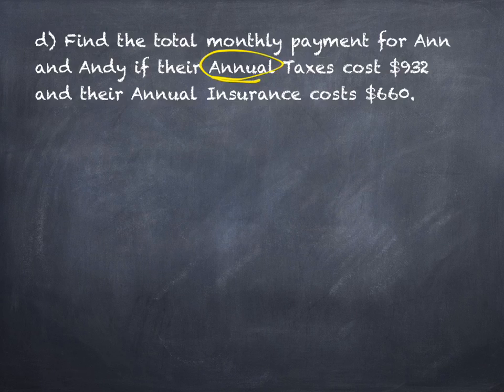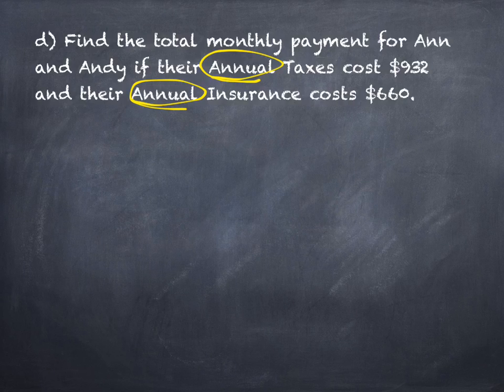Exactly. So the fact that they're giving these as annual amounts, and the reason I'm giving them to you in that way, is not only because your book does it, but because that's the way they really come in the mail to you from the county assessor, the people who charge you your taxes, or from Allstate, if that's who your insurance company is. They tell you the total amount like this, okay?